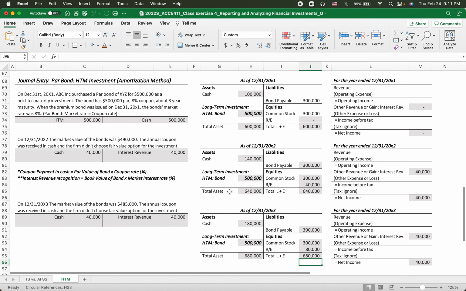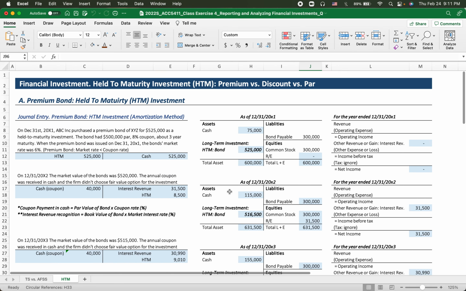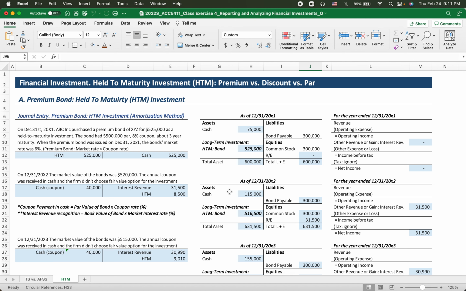Okay, this is how we record and report the held-to-maturity long-term investment. So we'll continue with the liability. In the liability, we'll continue with the bond payable, how to issue. Now, the held-to-maturity bond investment is the investor's point of view. We record this as a long-term investment on the asset side. Now, from the perspective of the issuer, how to record their bond payable as a long-term liability. And then we'll practice that as well.